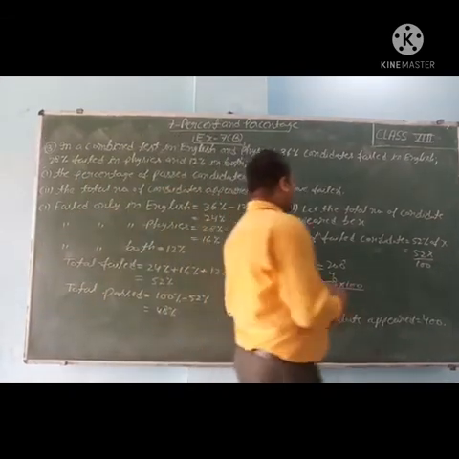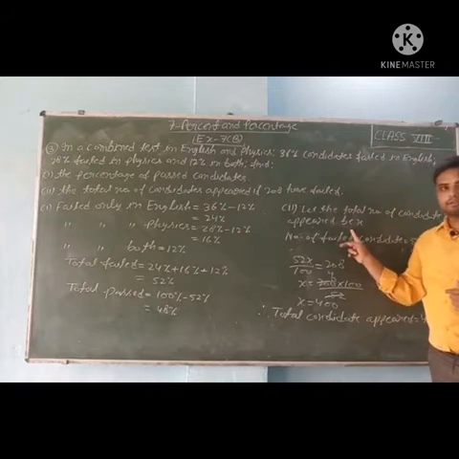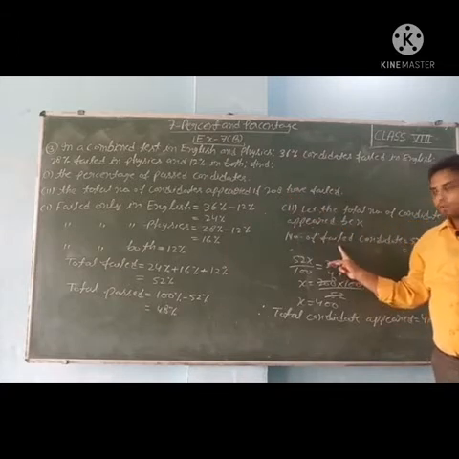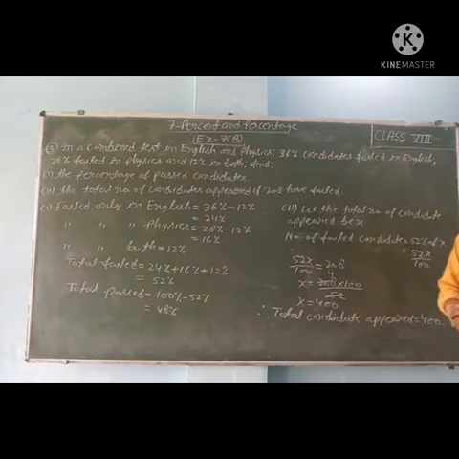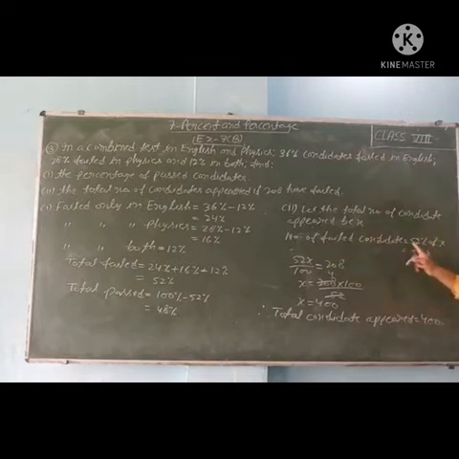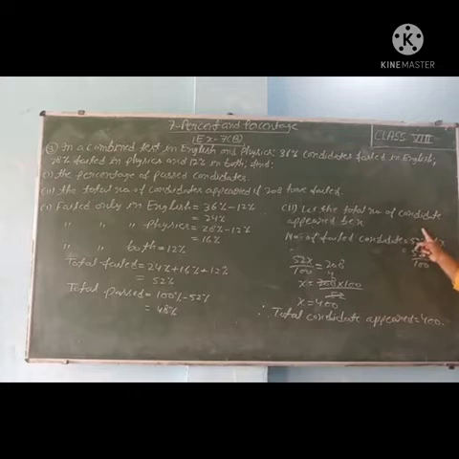So let the total number of candidates appeared be X. We will find the number of failed candidates in terms of X. So how many percent are failed? 52% are failed. So the number of failed candidates is equal to 52% of what? 52% of total candidates, and total candidates are X. We let X. So 52% of X. What we have? 52x upon 100.